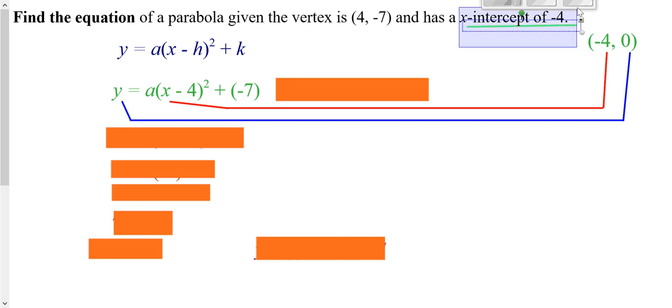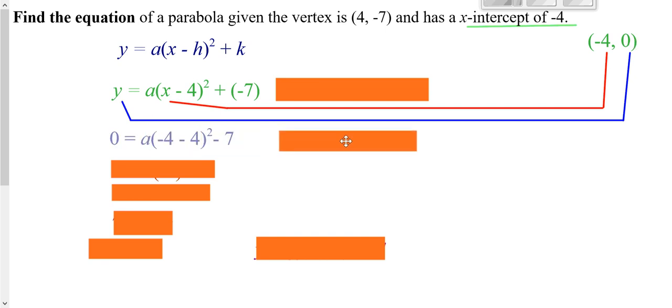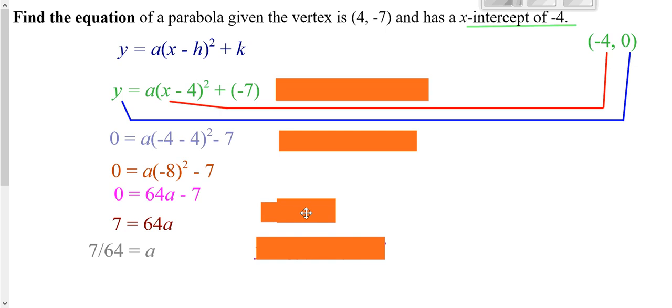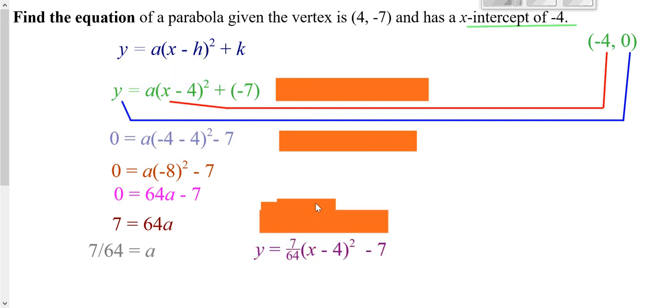Now I could go ahead and look at my y-intercept, my x-intercept, which is just 4 units to the left on the x-axis. So it's negative 4, comma 0. This is an x and a y, so I can take my x and plug it in, take my y and plug it in, and then I can now work it out and solve it for a. So I work out the parentheses. Negative 8 squared is 64, so it's 64 times a. Now I can finish getting a by itself by adding 7 and dividing by 64. So now I want to go ahead and rewrite this one right here and plug in my value of a. And so I would get this.